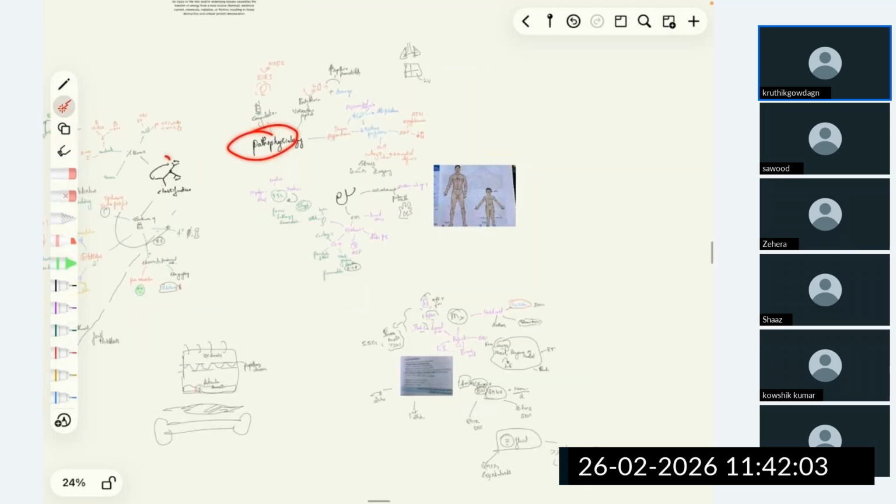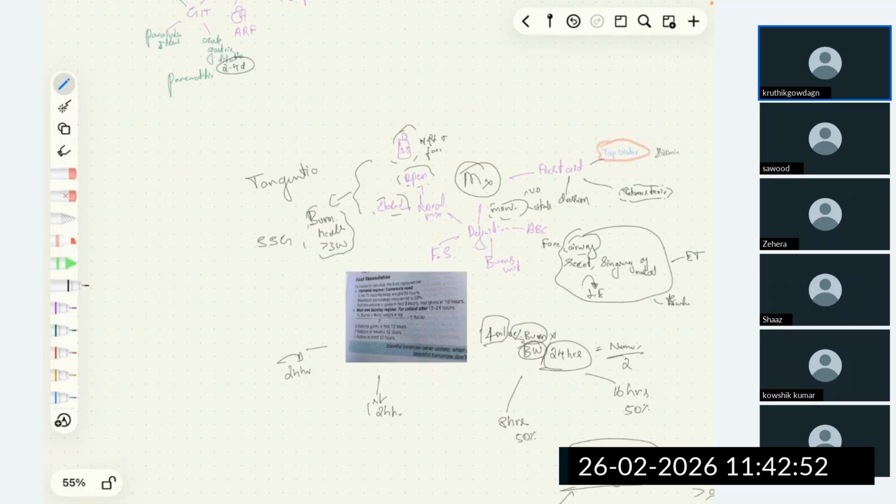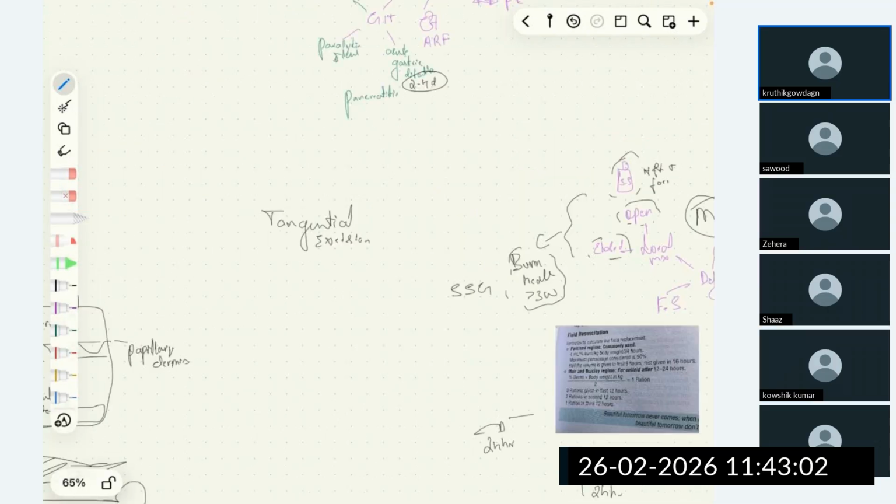Pathophysiology and classification I have summarized many times, so I'm not summarizing again. Clinical manifestation, let's discuss tangential excision. What is tangential excision? I think the term is self-explanatory. Tangential excision of the burn area with skin grafting can be done after 48 hours in patients with less than 25% burns. It's usually for deep dermal burns, wherein dead dermis is removed layer by layer until fresh blood comes out. Later skin grafting is done.